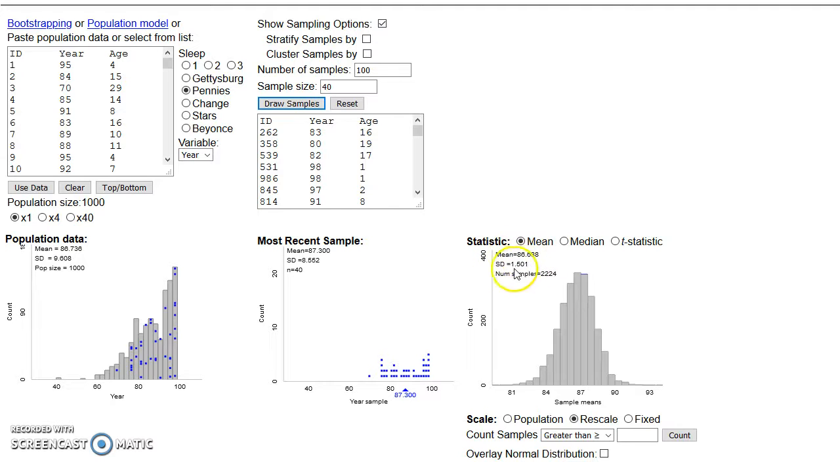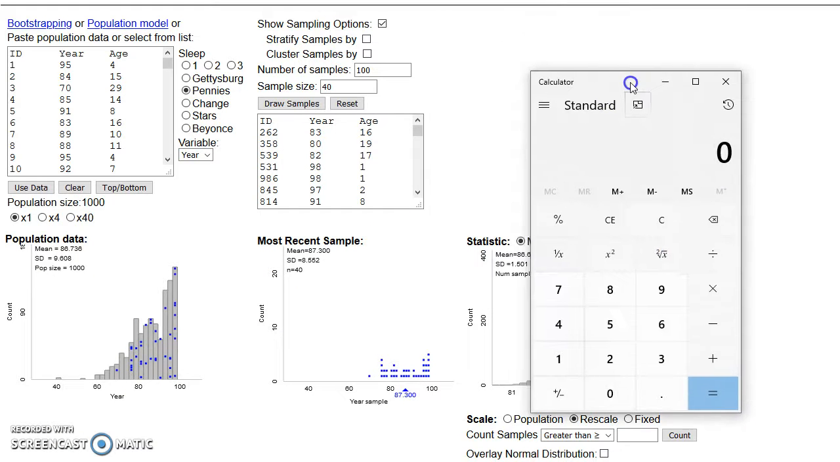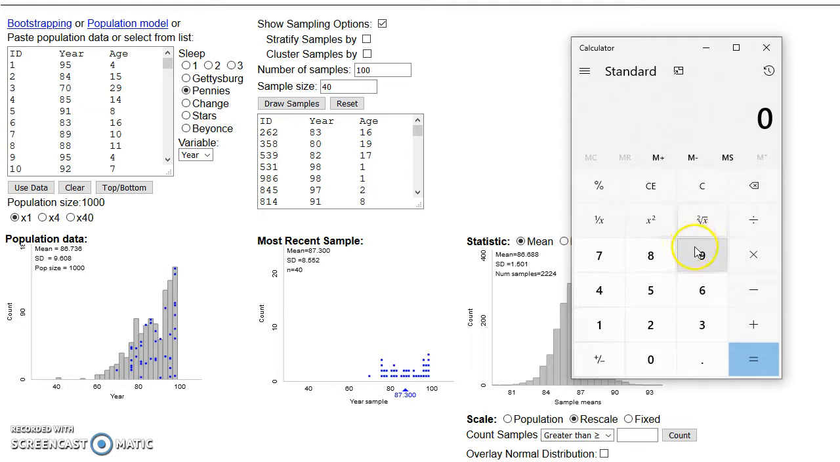Recall that our standard deviation is calculated using the formula sigma divided by the square root of n. So let's take sigma, which is 9.608, and divide that by the square root of n.